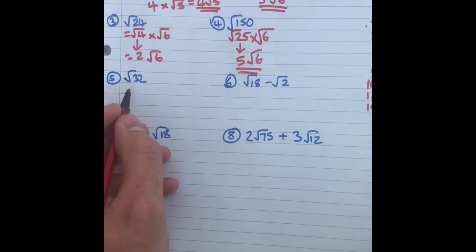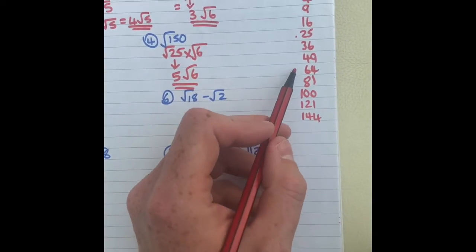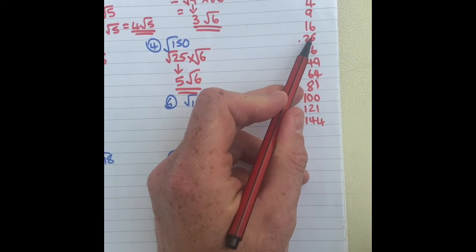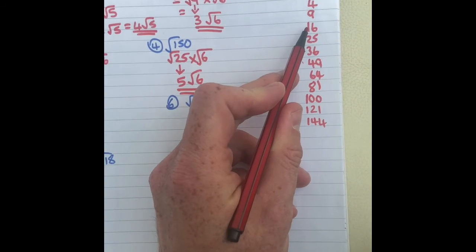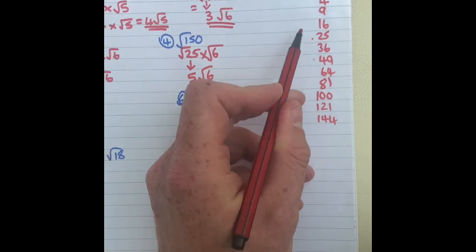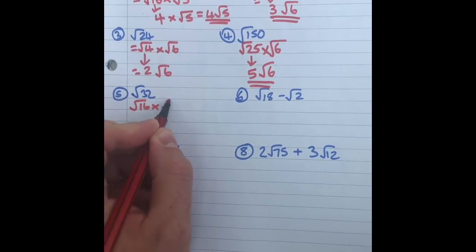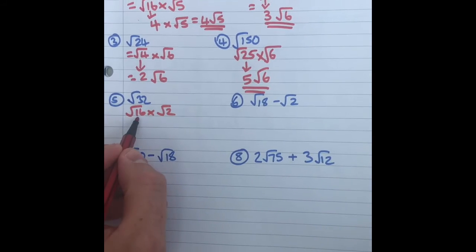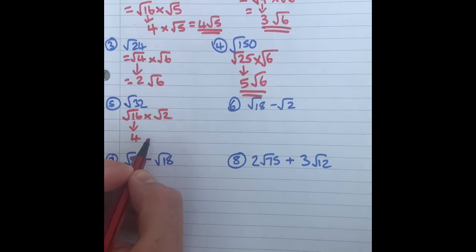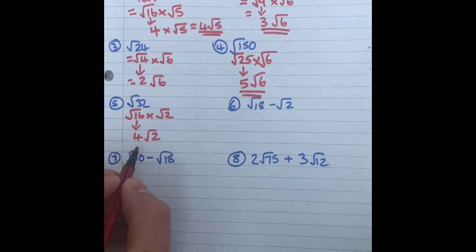Next one, root 32. Same method. So we need to start there. 16 times 2 is 32, isn't it? So root 16 times root 2. Root 16 you know is 4, and then root 2 stays because it's not a square number.